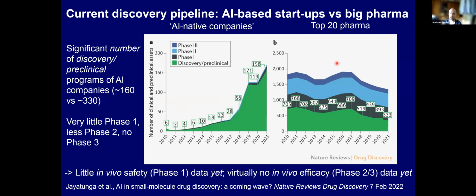And on the right-hand side, big pharma, that looks quite different. There's actually the number of discovery preclinical programs going down, probably more disease focused. Maybe there are other reasons. But you have many more assets that went to clinical phases, right? So the projects are much more advanced, right? So that looks quite different.